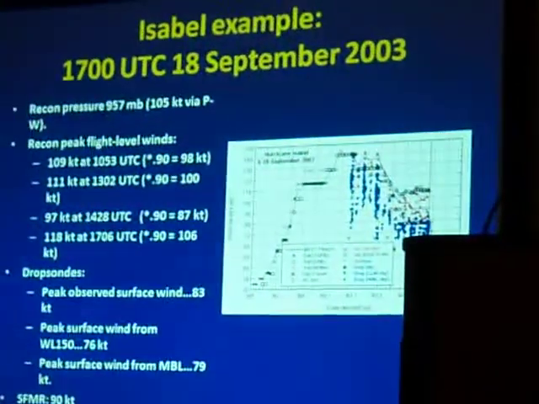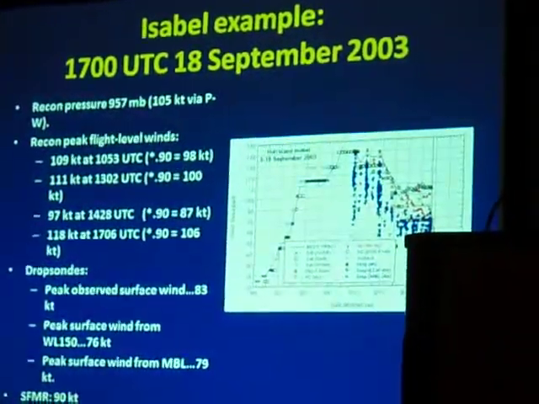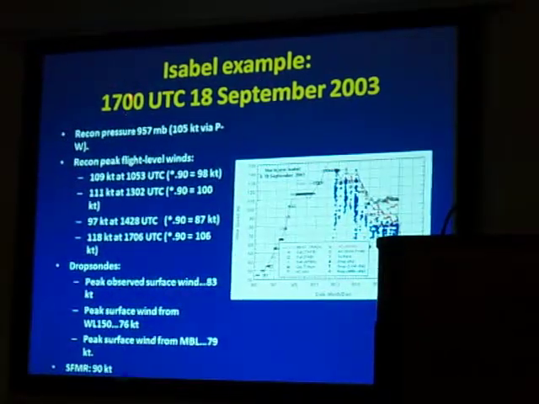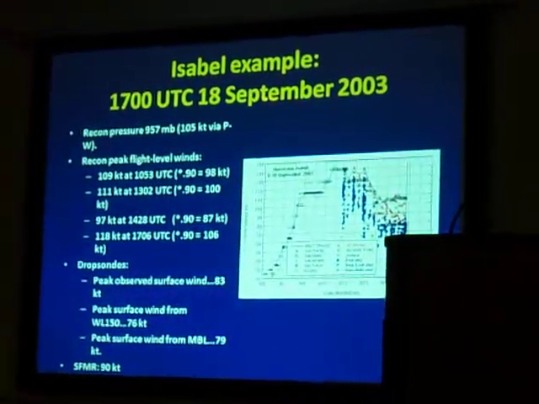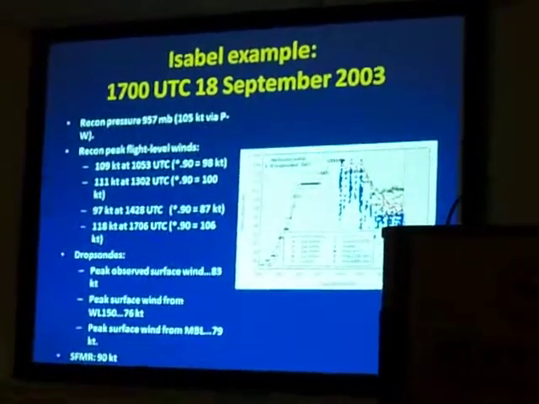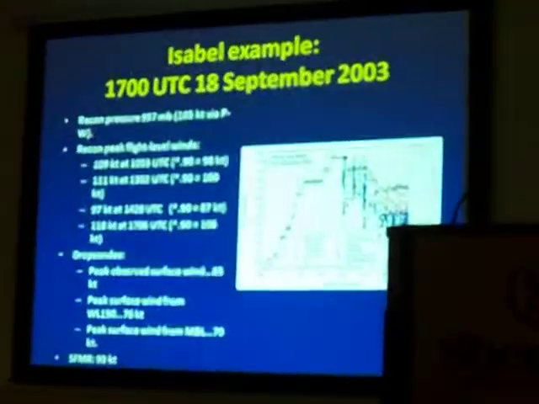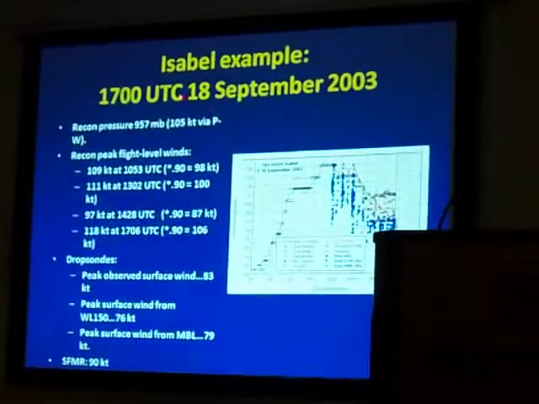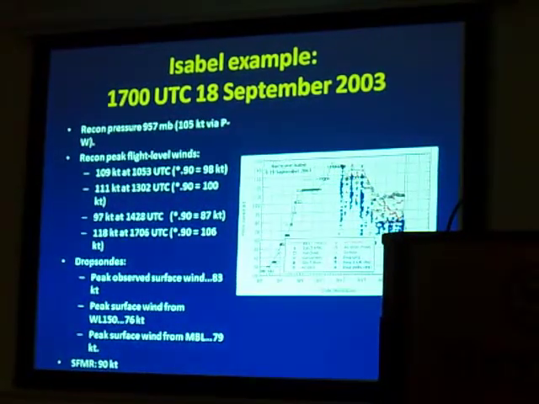And this is a classic example. I wanted to throw this out here to give you a flavor for what it is that we deal with in real time. This is from Hurricane Isabel, 17Z on the 18th of September. The first thing that we had was the recon pressure, which came in that afternoon. We had 957 millibars, which from the typical pressure-wind relationship gives us 105 knots. We think, okay, well, that's what we're going to use.